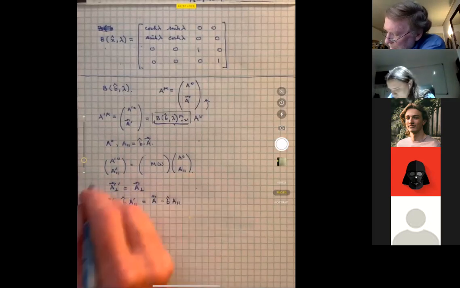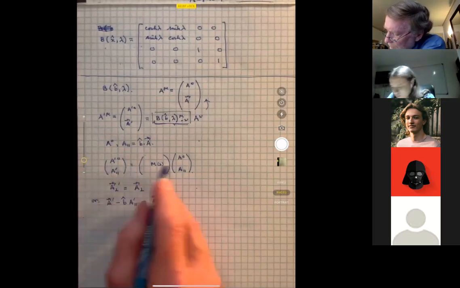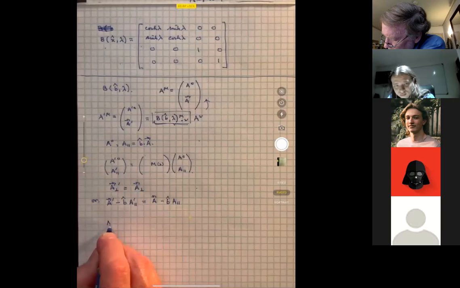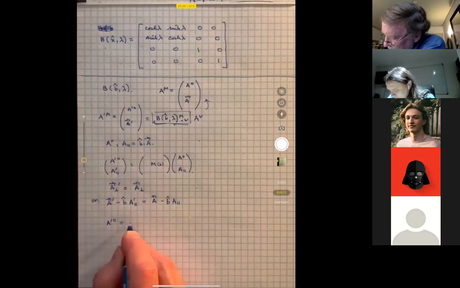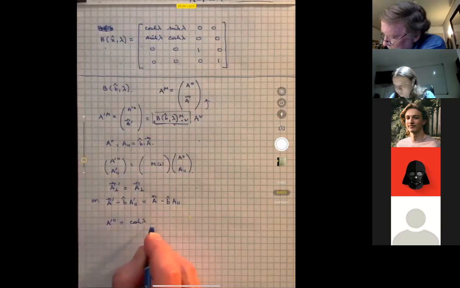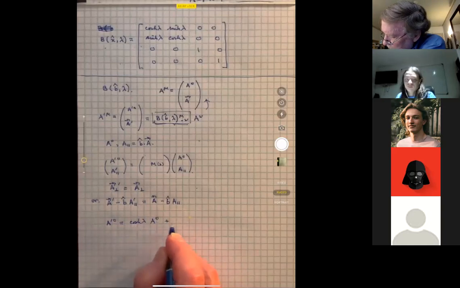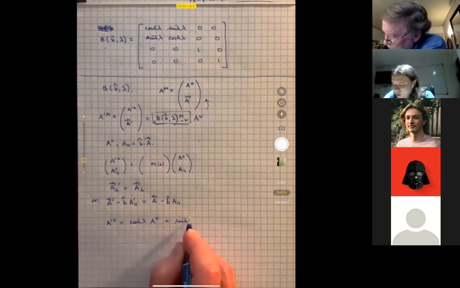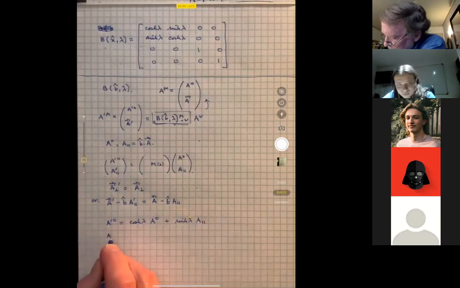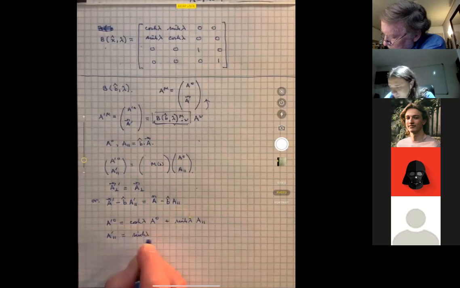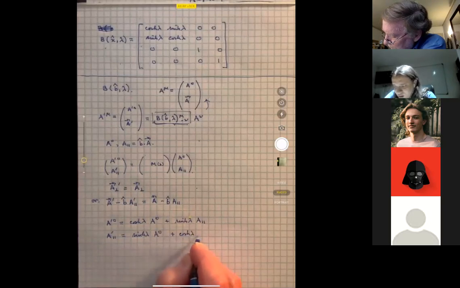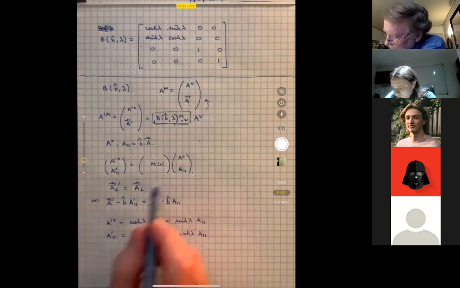So let's write some of this out more explicitly. Let me multiply this matrix out. We first of all get a prime 0 equal to cosh lambda times a0 plus sinh lambda times a parallel. We also get a prime parallel equal to sinh lambda times a0 plus cosh lambda times a parallel. All right, that's just multiplying out the matrix.